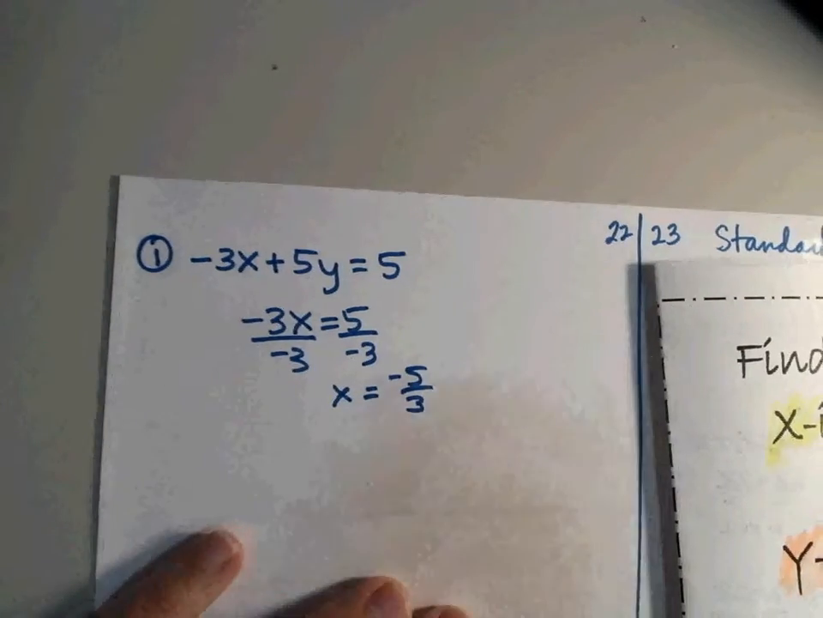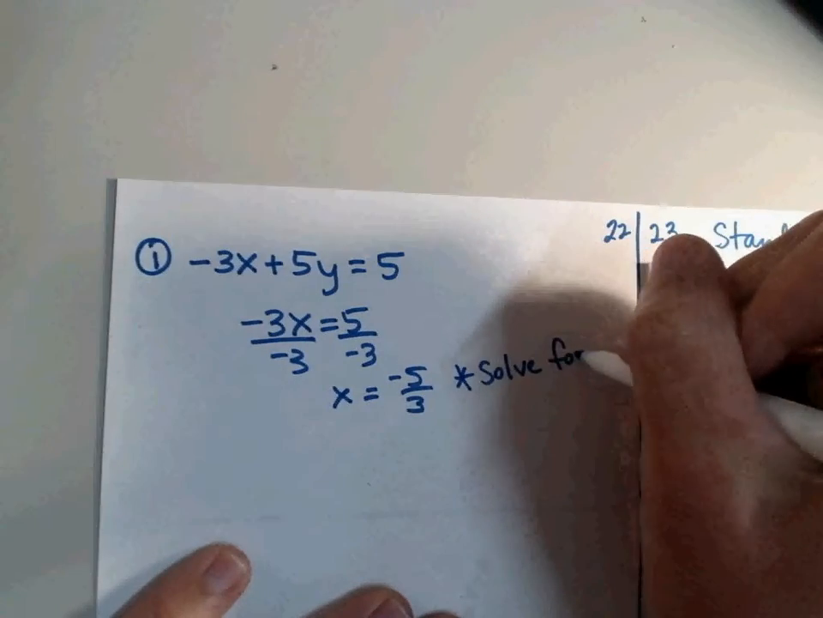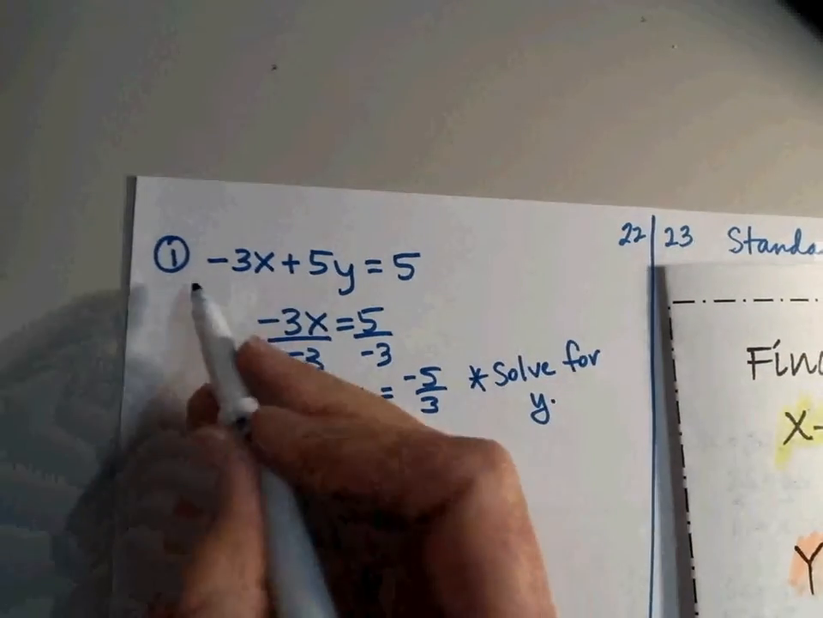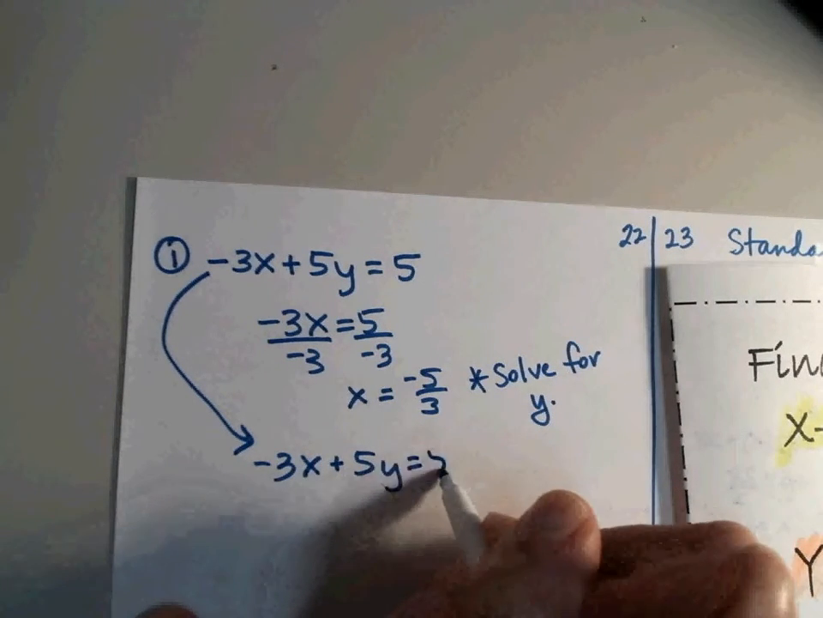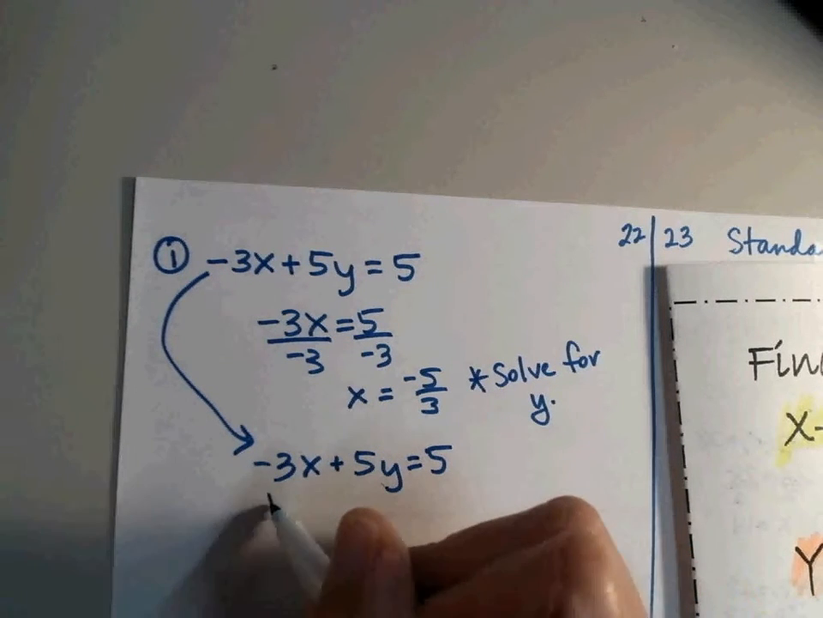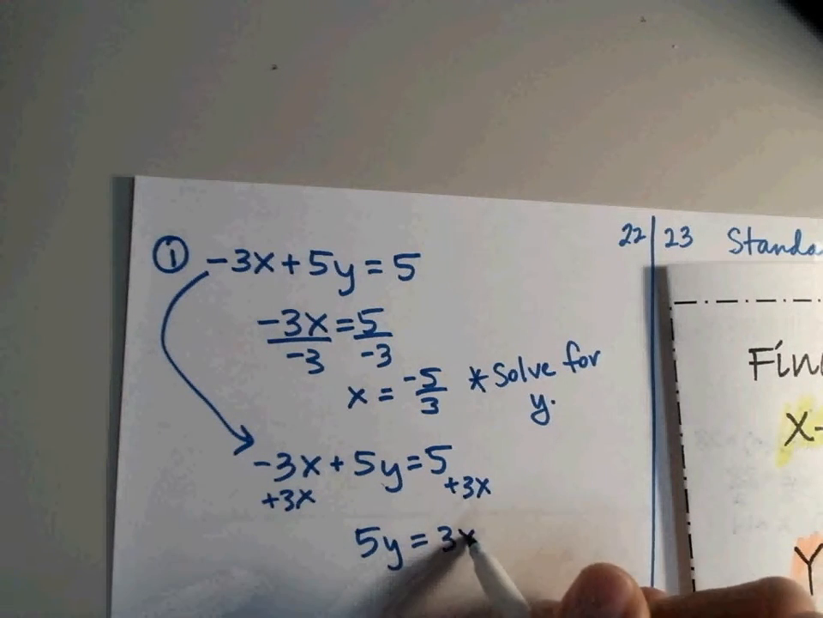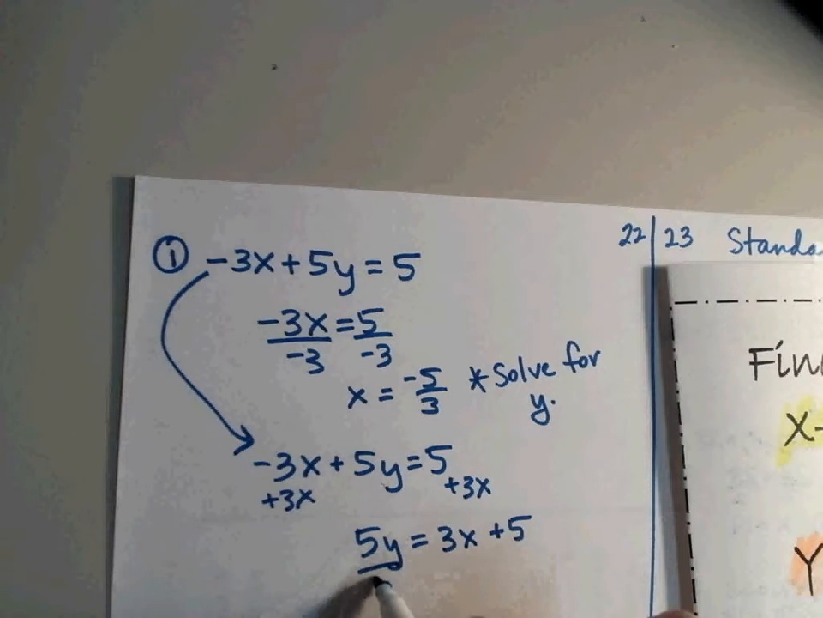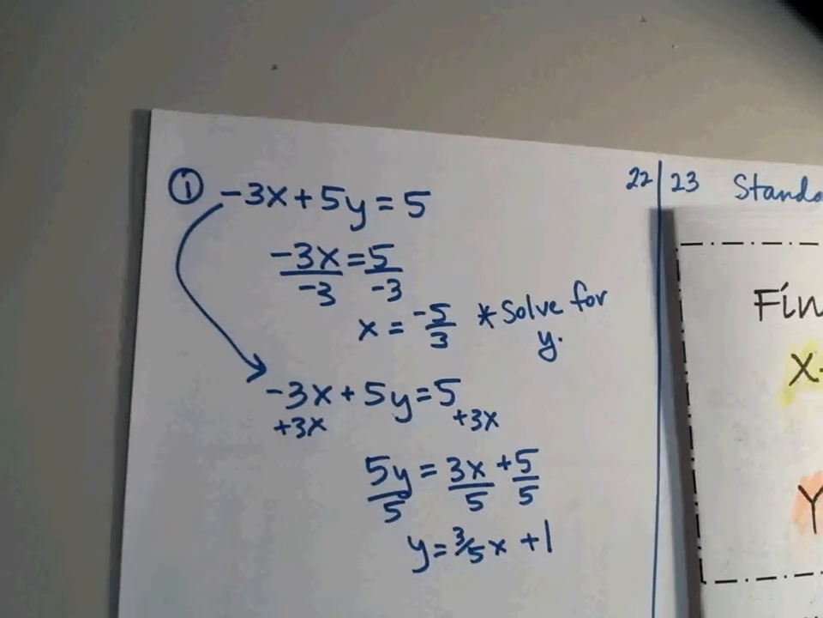So in this case, you should solve for y if you're going to graph. Now let's try the problem again. Negative 3x plus 5y equals 5. If I'm going to solve for y and get it into slope-intercept form, I'm going to add 3x to both sides. So 5y equals 3x plus 5. And then divide everything by 5, each term. So y equals 3/5 x plus 1. And that equation I can graph in y equals mx plus b form.